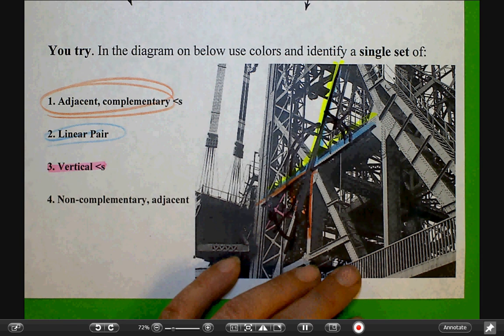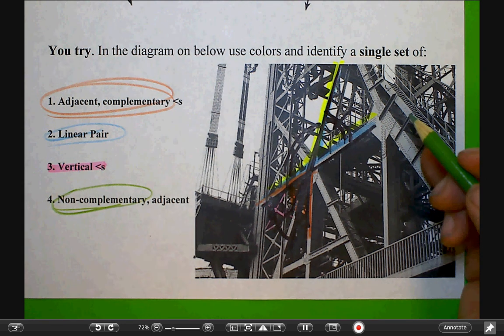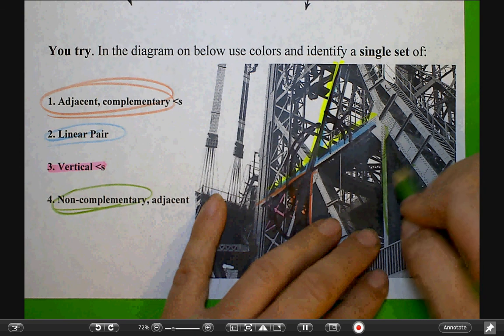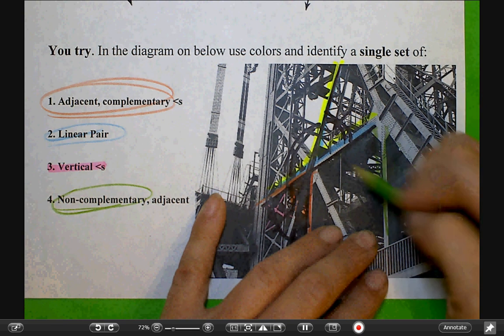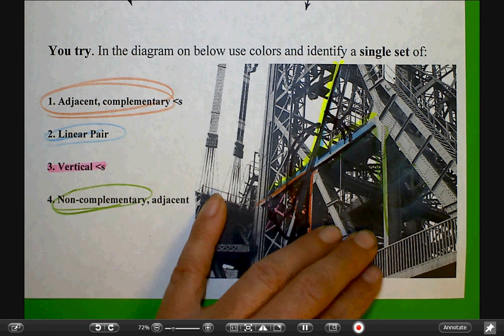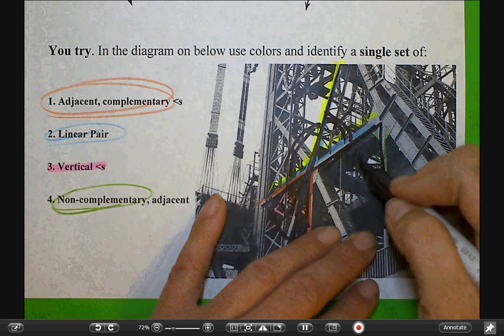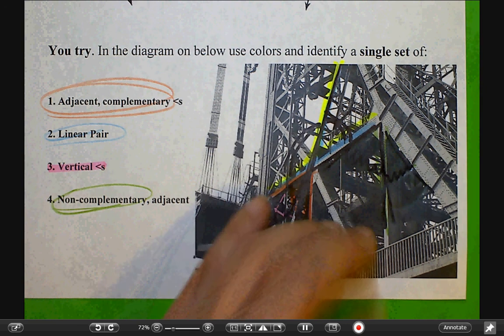Non-complementary but adjacent. That means they're back to back, but they don't add up to 90. An example of this would be this angle here and this angle here. It's not showing up with the green, so I will do it with Sharpie. Right there and right there.